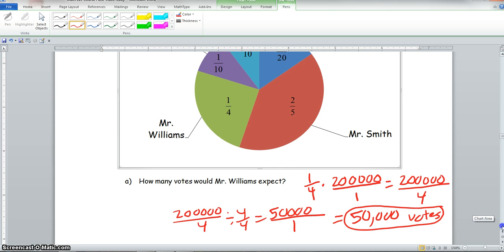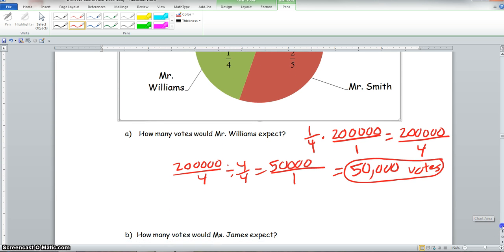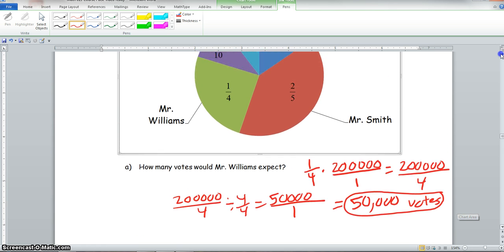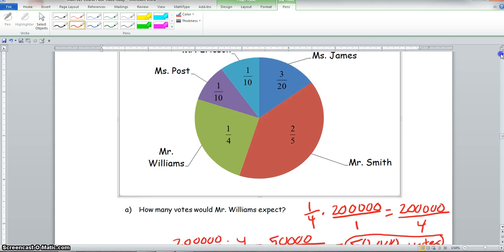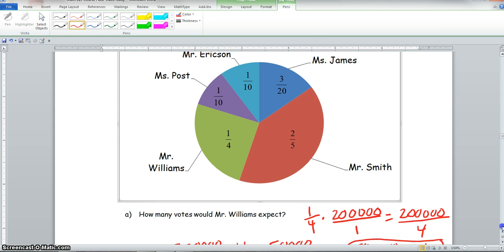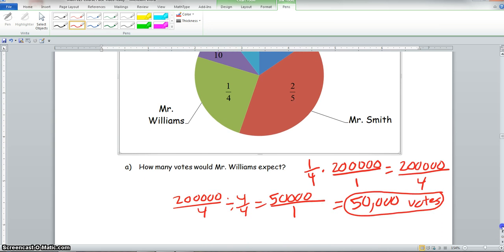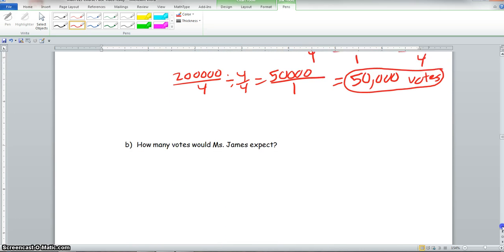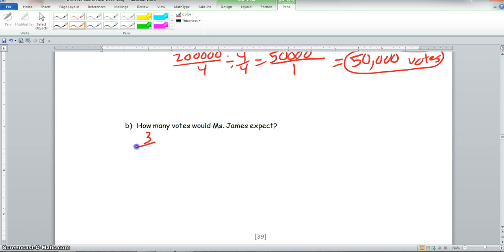Okay, now we go here to B. How many votes would Miss James expect? Now we need to look at Miss James. Miss James expects 3/20 of the vote. So we need to take 3 over 20 times 200,000. And we'll put that over 1.